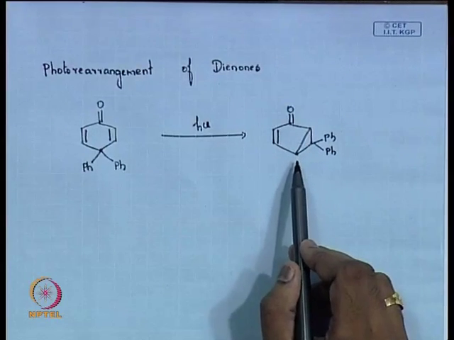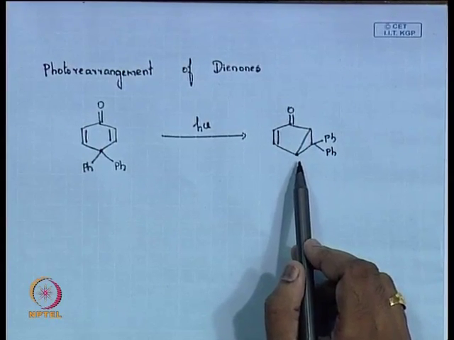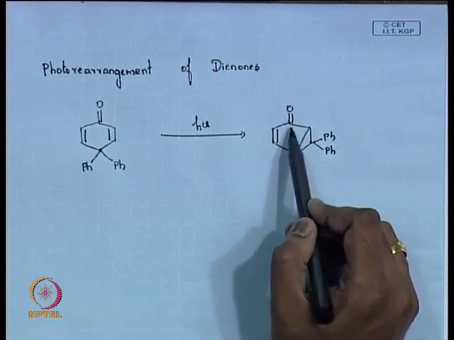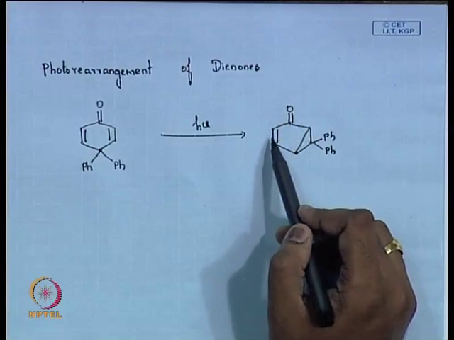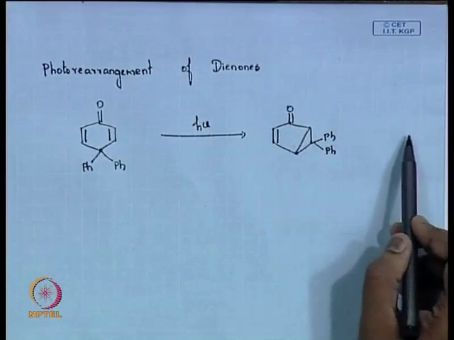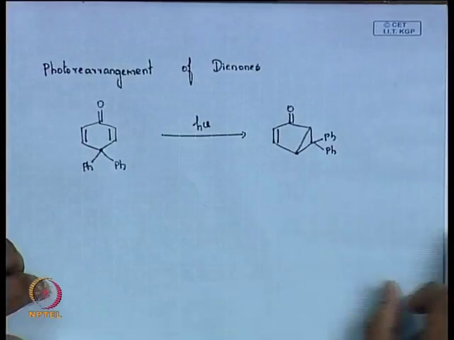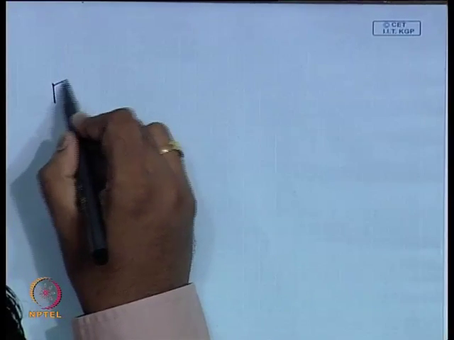Do you think this rearranged product can also undergo rearrangement? What is this product again? This is again a cyclohexanone system. So, this can again do the photorearrangement of cyclohexanone, fine. So, that is fine. So, we will see the mechanism. The mechanism is a little bit interesting.